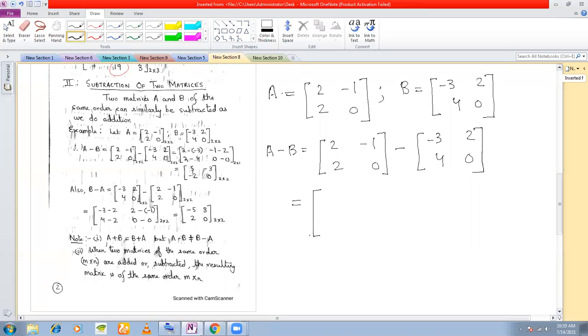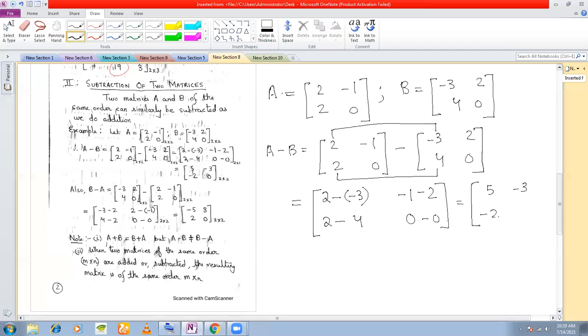Now remember, subtraction might seem a little easy, but you have to be very careful with the signs. Okay, so first you subtract these two, 2 and minus 3. So 2 minus minus 3 will actually become plus. Okay, so be a little careful with this. Then minus 1 and you have a minus 2. Next you have 2 and 4, so 2 minus 4. And you have 0 minus 0. So what you get here is 5, minus 3, minus 2, 0.